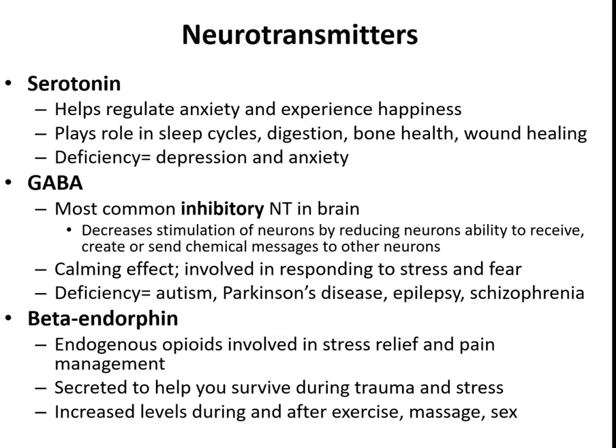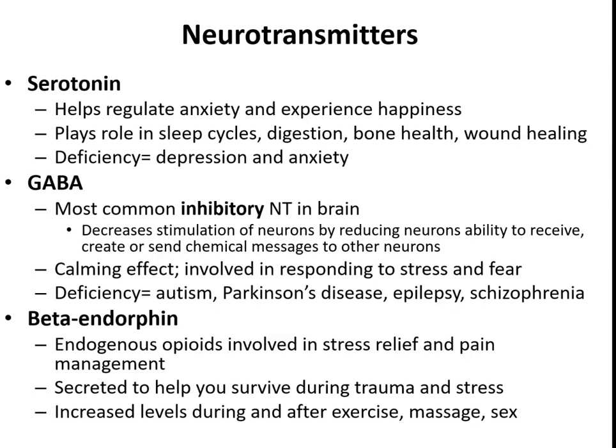GABA, this is your most common inhibitory neurotransmitter in the brain. I want you to know that. It decreases the stimulation of neurons by reducing the neuron's ability to receive, create, or send chemical messages to other neurons. GABA has a calming effect. It's involved in responding to stress and fear. A deficiency of GABA is implicated in autism spectrum disorder, Parkinson's disease, epilepsy, and schizophrenia.